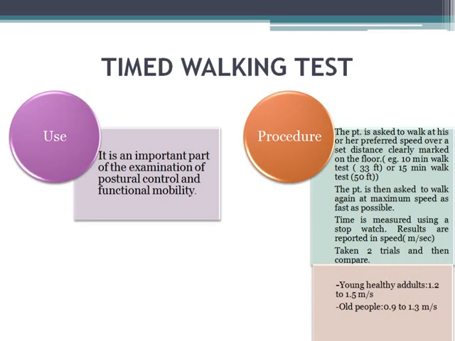Normal young healthy adults walk at 1.2 to 1.5 meters per second, and older people at 0.9 to 1.3 meters per second. We also call this the energy cost of the person.